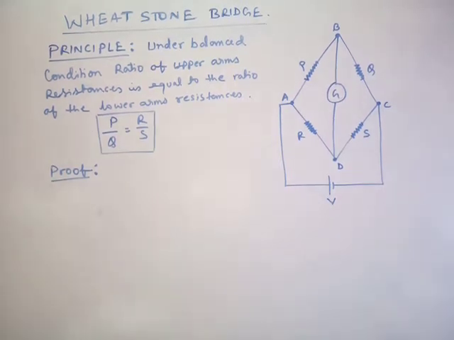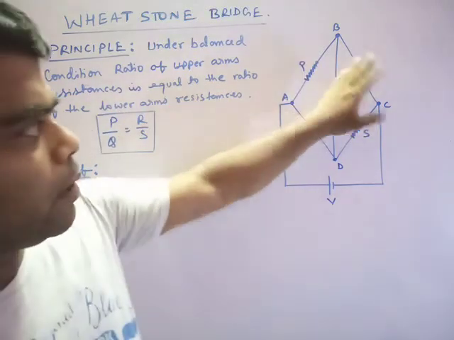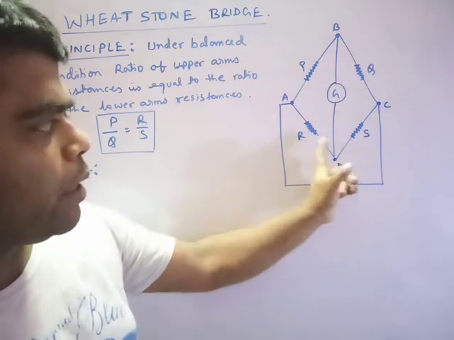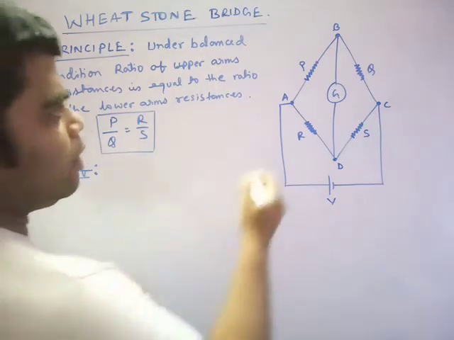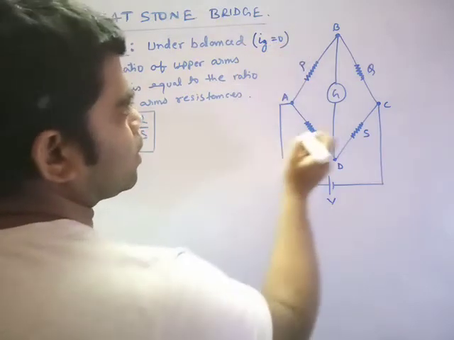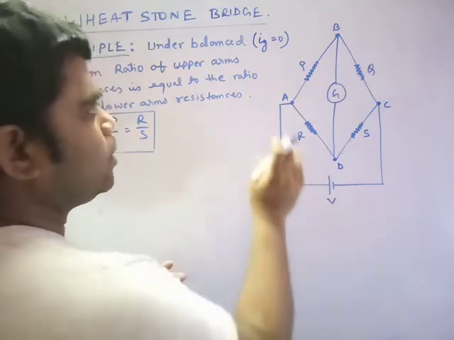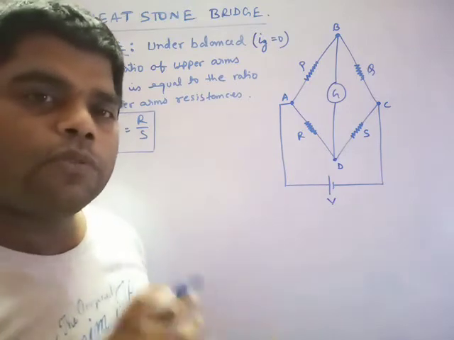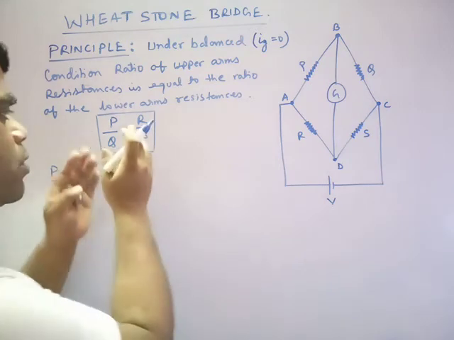First we'll see the principle of this. Under the balance condition, the ratio of the arms, P by Q, is equal to R by S. So what happens in this balance condition? Suppose the galvanometer current is Ig; the current flowing through this arm will be 0. Before that, let me prove how to solve this. The derivation is also very important because many times they have asked to prove this principle.